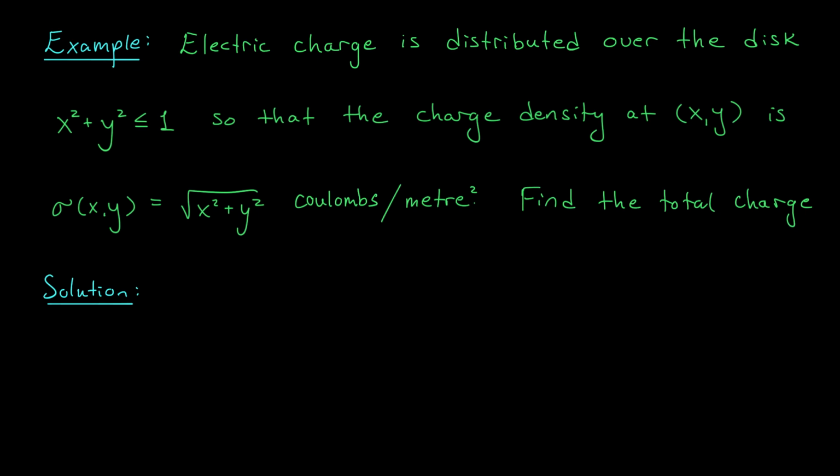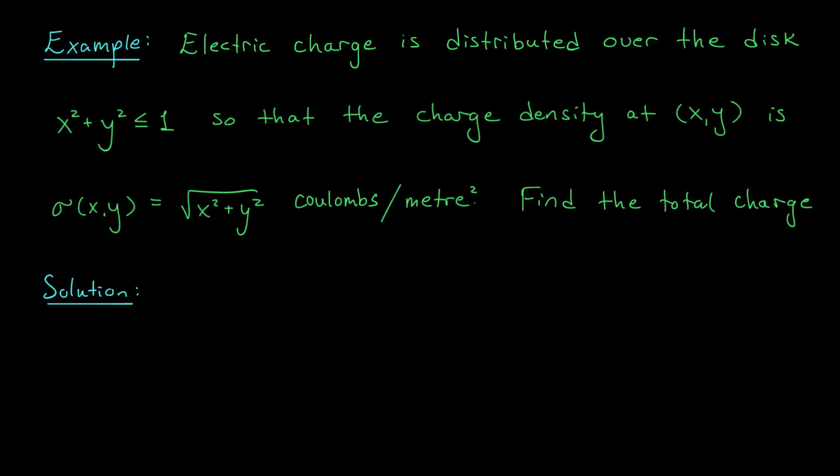Okay, here's a concrete example to illustrate our new concept. Suppose that electric charge is distributed throughout this unit disk, x squared plus y squared is less than or equal to 1, so that the charge density at point xy is given by this function. Sigma of xy equals the square root of x squared plus y squared, measured in coulombs per meter squared. We want to know the total charge over our region.